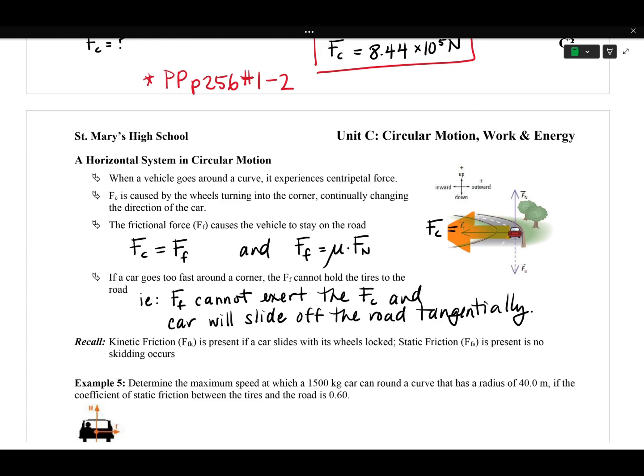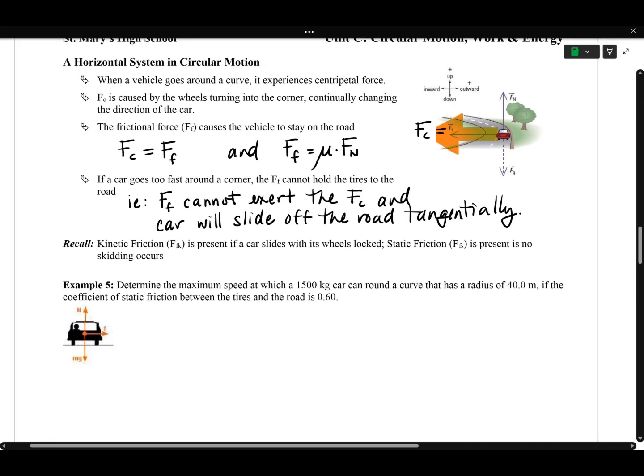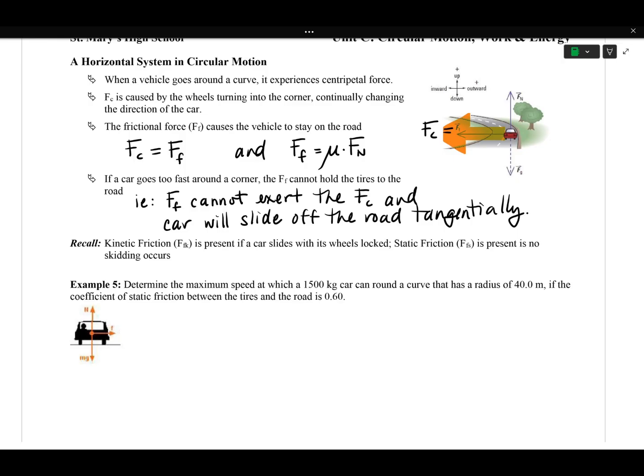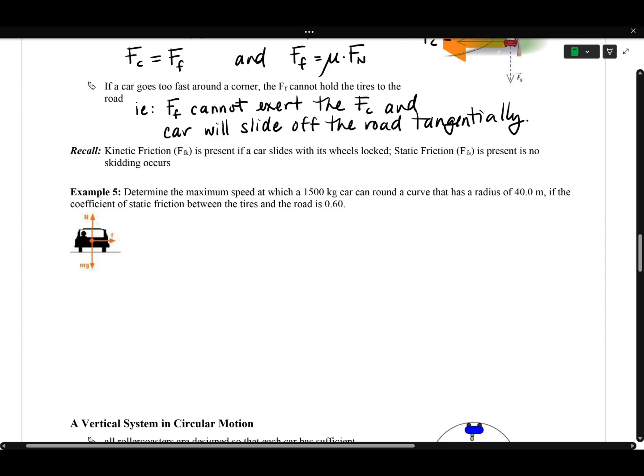That's why you have to be more mindful when you're driving in the wintertime and turning corners, because you're going to have less friction. We now have snow and ice, which gives us less friction between the wheels and the road, and you're more likely to continue sliding in a straight line. Just a little note: remember that kinetic friction is going to be present when the car slides with its wheels locked. Static friction is when no skidding occurs. So we want to get our maximum static friction so we're not sliding off the road.